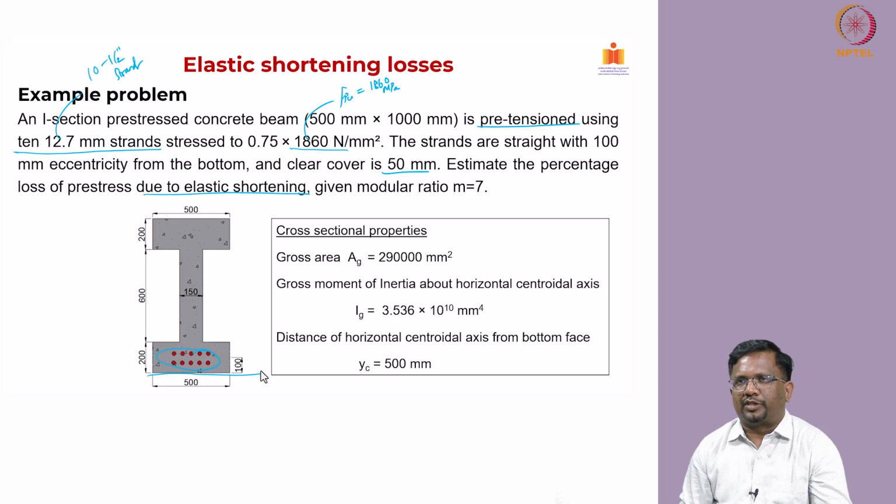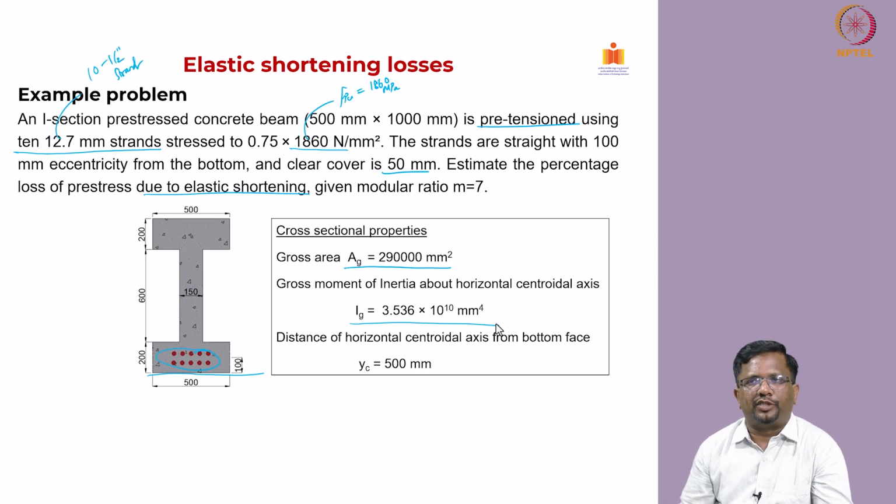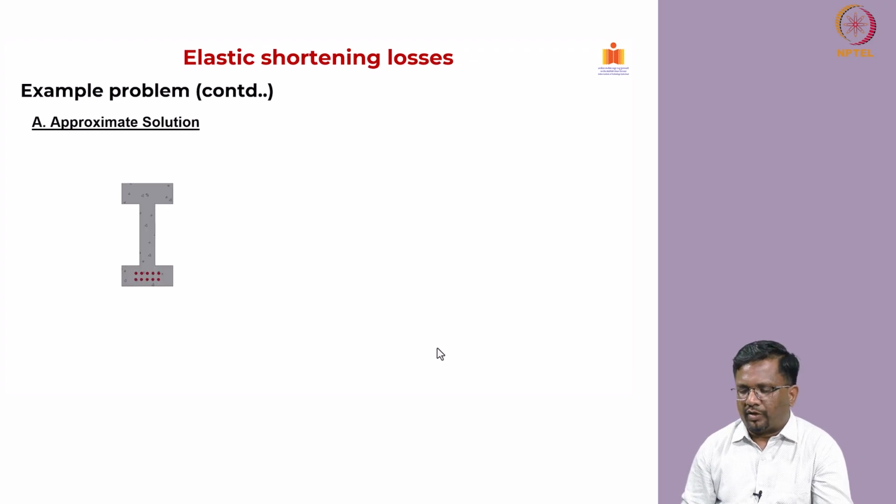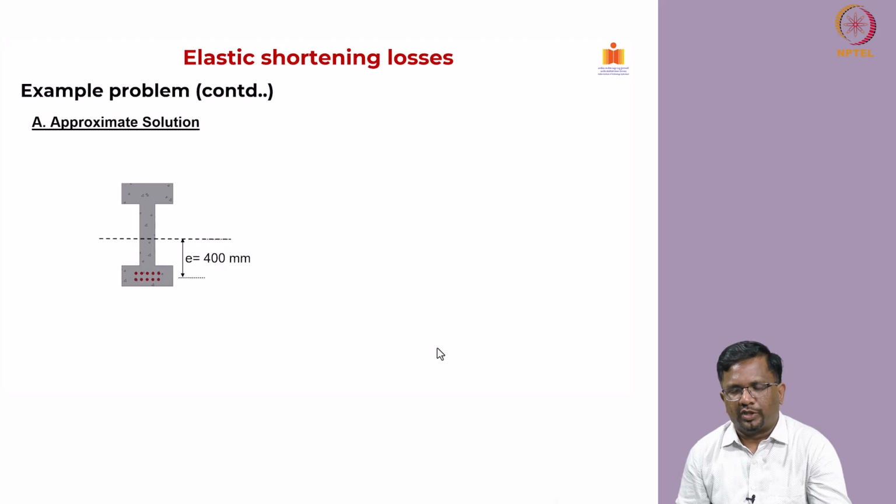So, these are the cross section properties. AG is 290,000 millimeter square and the gross moment of inertia is 3.536 into 10 to the power of 10, and this is a symmetrical cross section. So, the horizontal centroidal axis is going to be at 500 mm from the bottom. It is a symmetrical cross section, and the overall depth is 1000 millimeters. So, YC is 500 mm from the bottom. Now, let us look at the approximate solution. As you can see, we have already derived an expression for the approximate solution. What is it that we do?